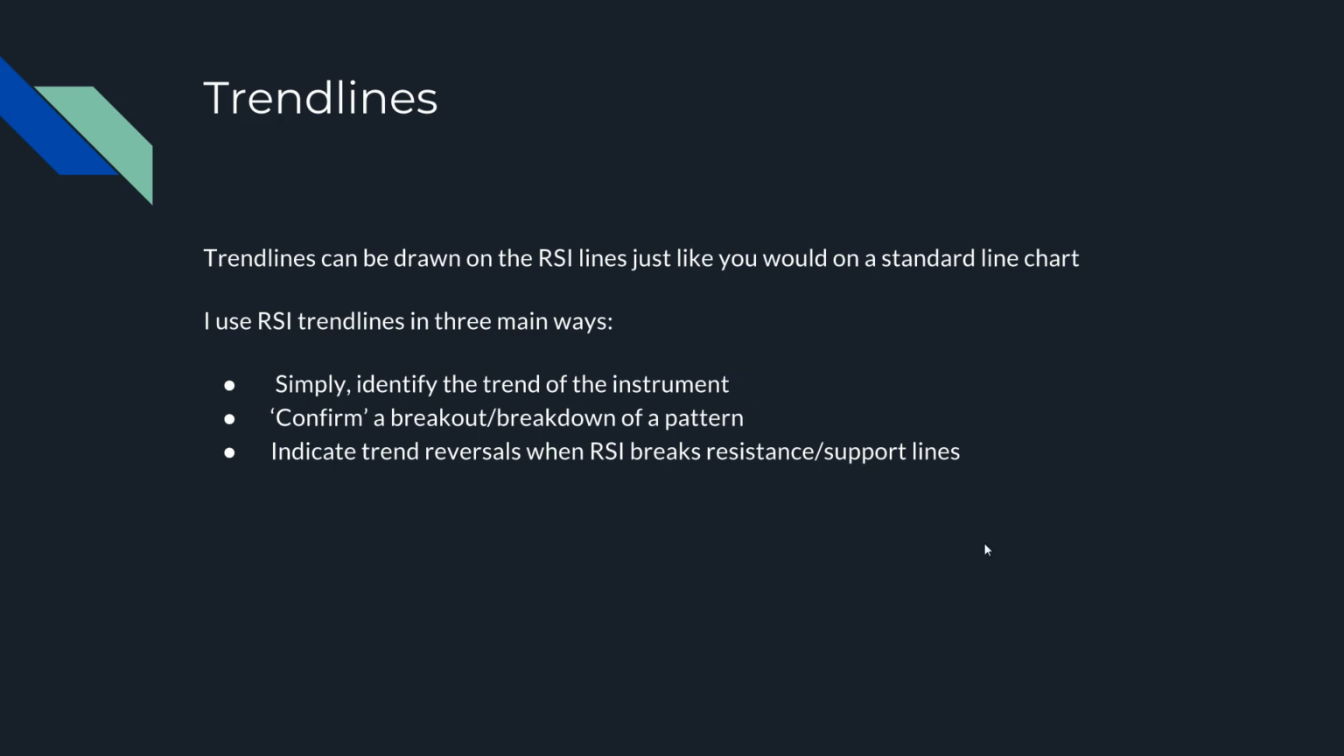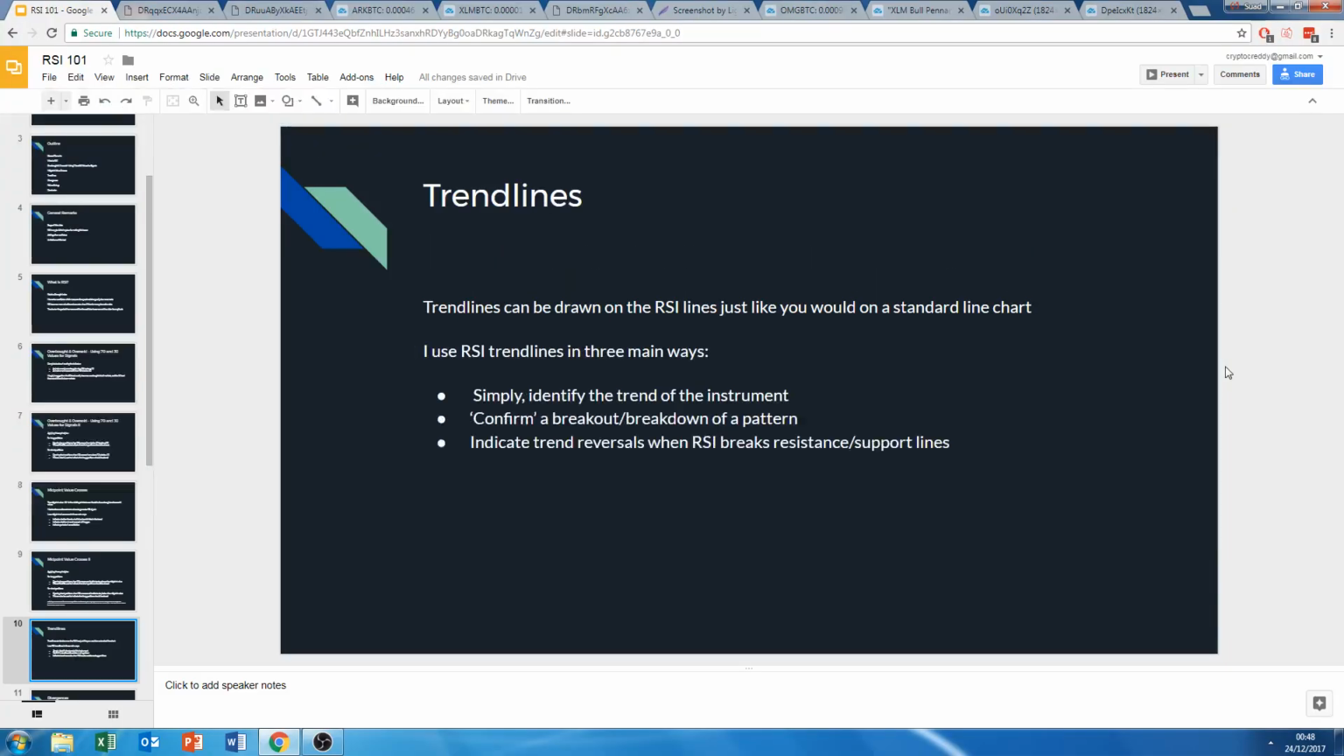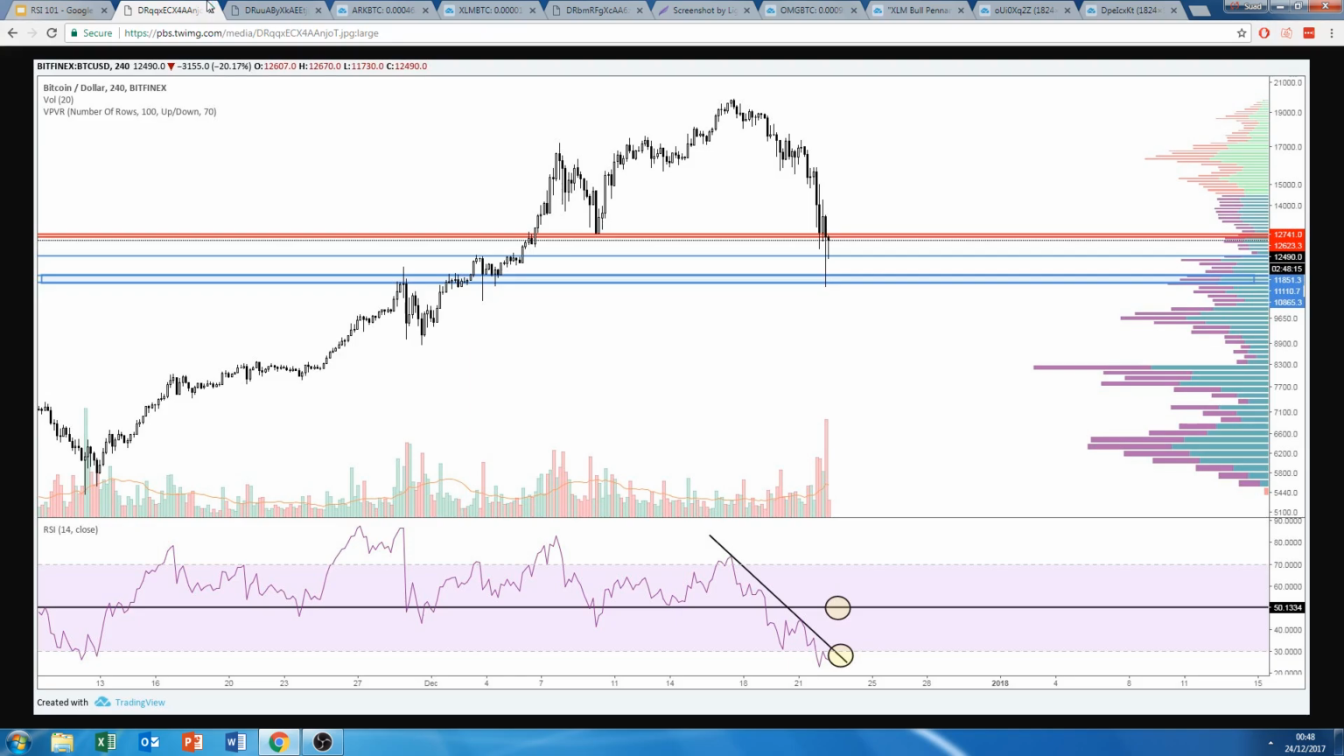So the examples will make this a lot more understandable, but the basic premise is just draw your trend lines on RSI like you would for anything else. So let's look at some examples. This is one of my more recent Bitcoin charts when we were still hovering at around 12K. And this example shows you what I mean by identifying trend reversals.